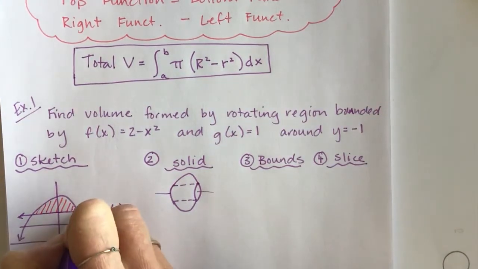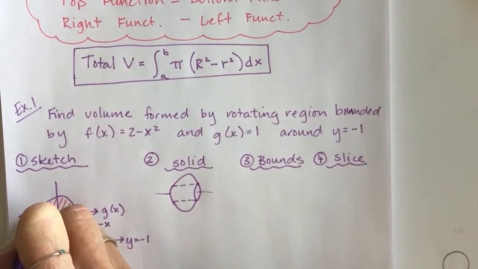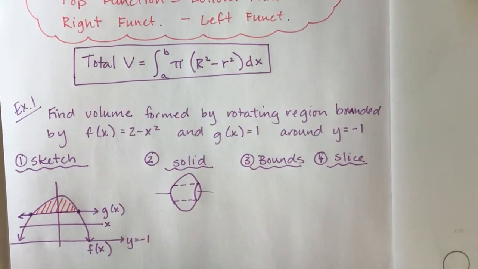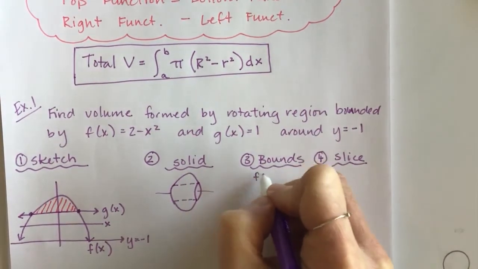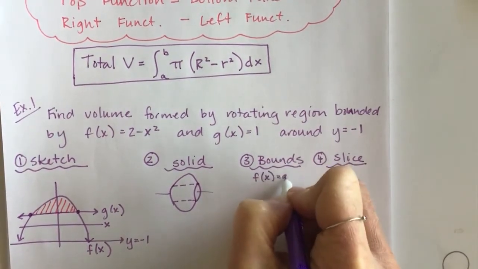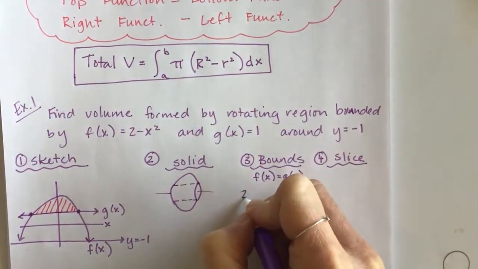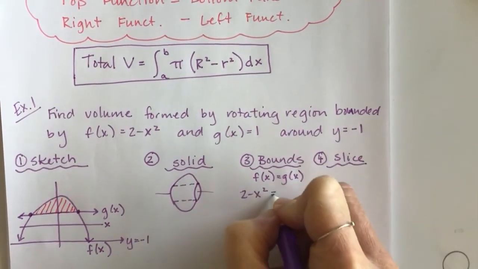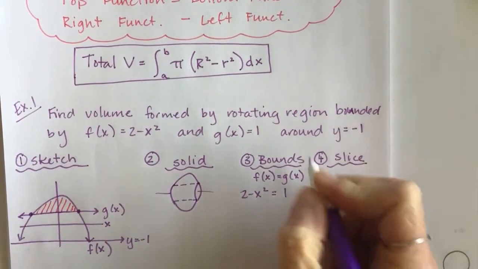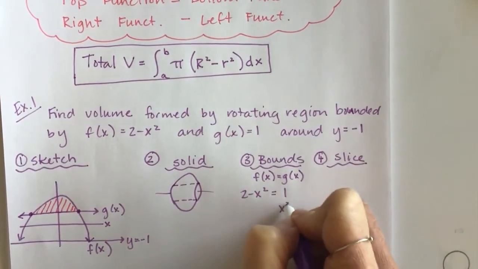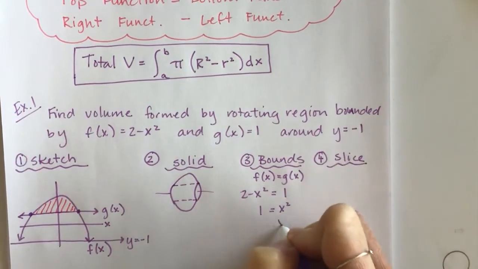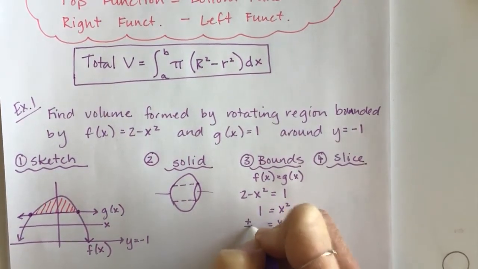Then we're going to find our bounds. We need to find this point and this point. So for bounds, we set f of x equal to g of x. We want to find where those two functions intersect. So 2 minus x squared is equal to 1, and that means x squared is equal to 1, so x is equal to plus or minus 1.